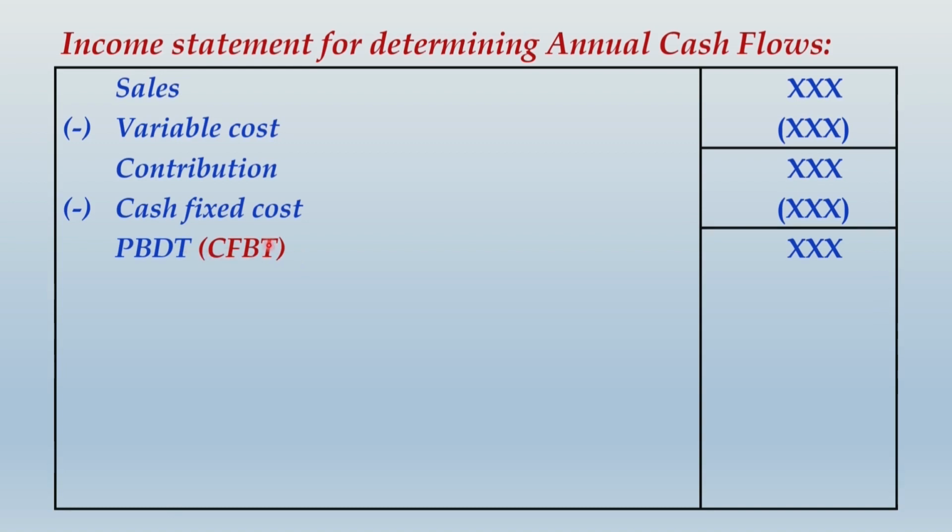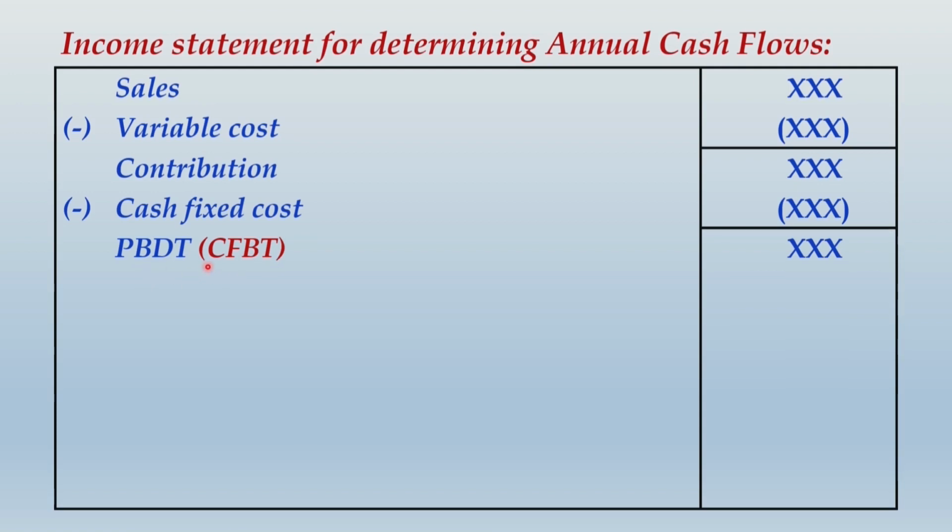Now this is also known as CFBT. CFBT stands for cash flows before tax. PBDT and CFBT will always be the same amounts. How will it be the same amounts? Logically, I have yet to explain that with examples. Keep patience, I will come to that point as well.